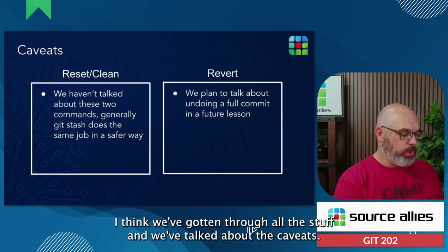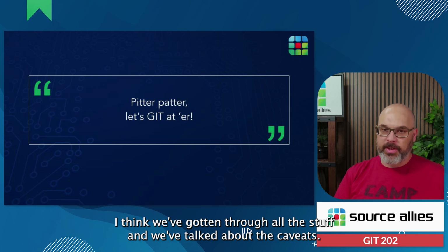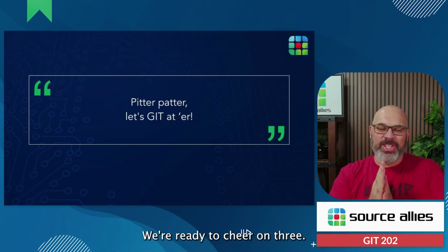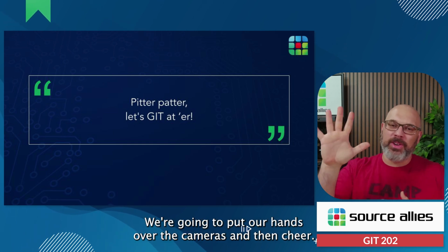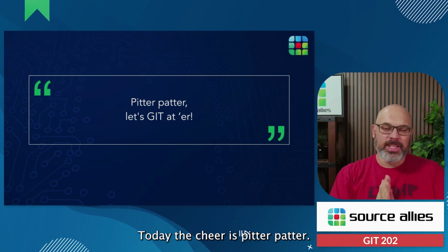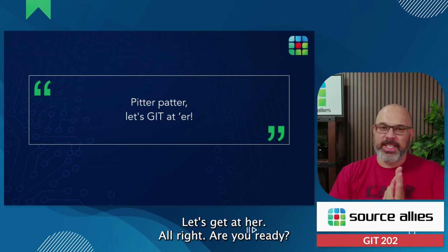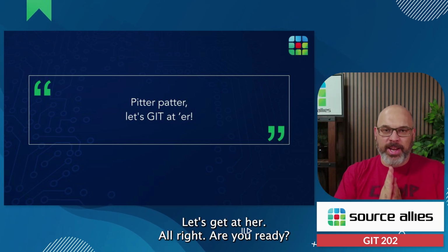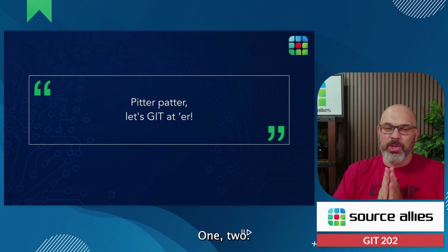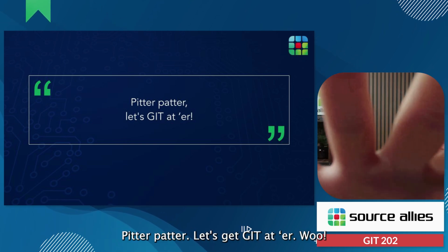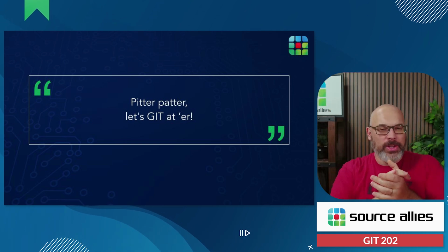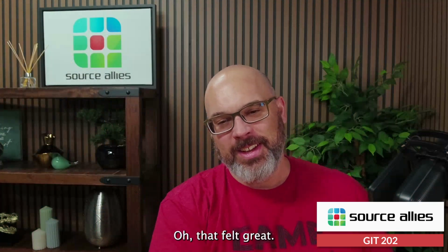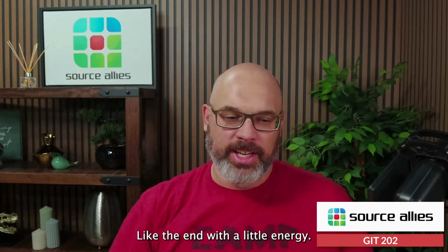Okay, I think we've gotten through all the stuff and we talked about the caveats. Get your hands hot, we're ready to cheer. On 3, we're gonna put our hands over the cameras and then cheer. Today the cheer is pitter patter, let's get at her. All right, are you ready? 1, 2, 3, pitter patter, let's get at her. Woo! Oh, that felt great. I'd like to end with a little energy.